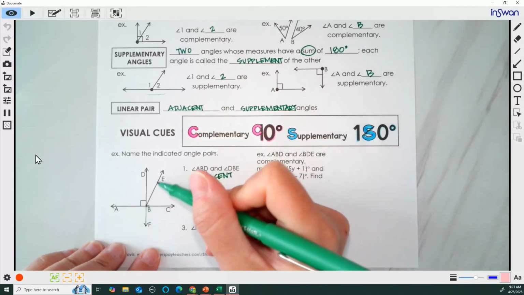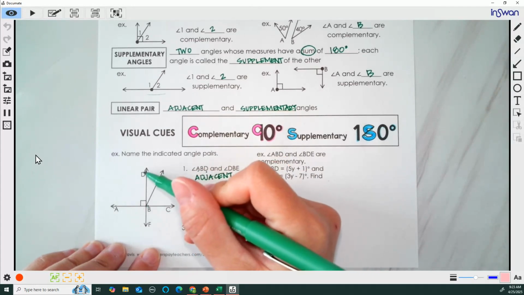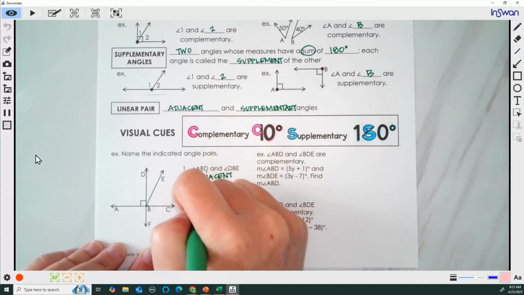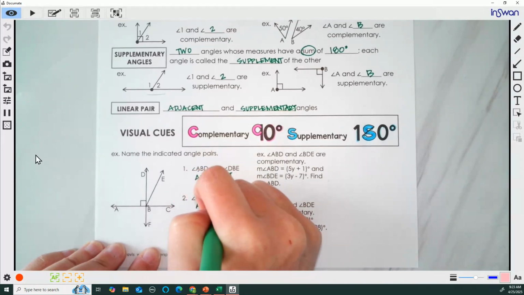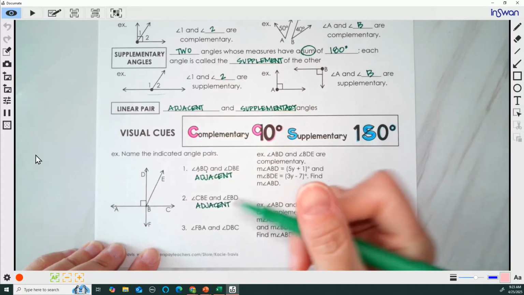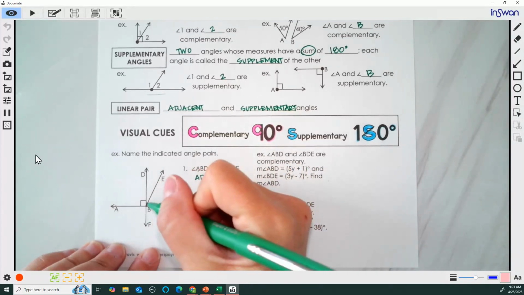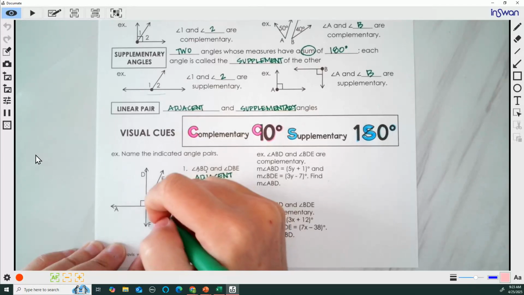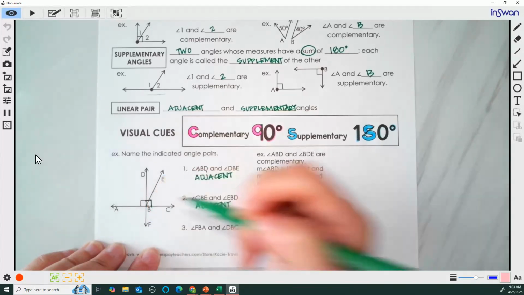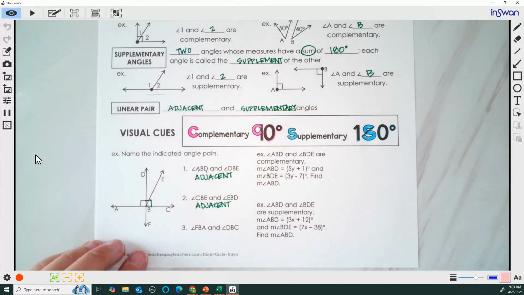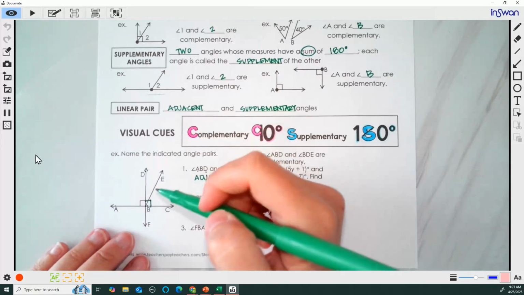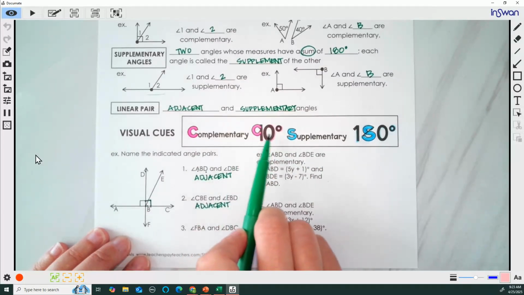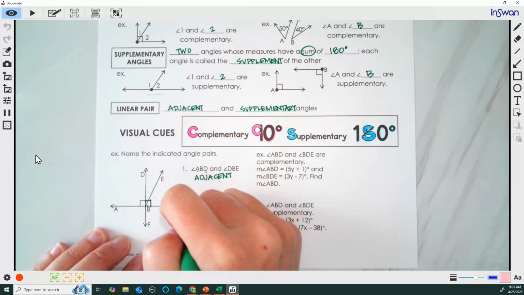Number 2, angle CBE and angle EBD. They are sitting next to each other, so they are adjacent. But I also notice that if this angle here is 90 degrees and this is a straight line, that means this angle here is also 90 degrees, because 90 plus 90 is 180, which means that these two angles have a sum of 180 degrees. And what do we know about angles that have a sum of 90 degrees? They are also complementary.